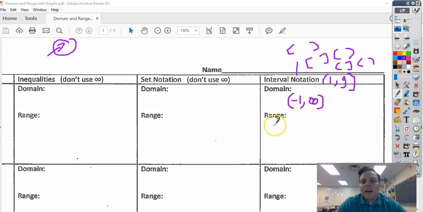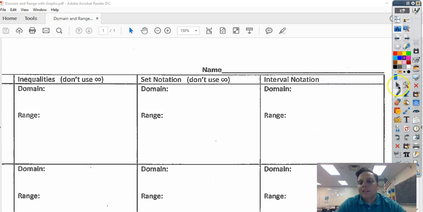Alright, so now let's talk about our range. Same idea, least to greatest. It's just instead of x values, we're doing y values. So what was your least y value on this problem? Well, hopefully you're aware that it was 1. What was your highest y value? Well, that's right, it was infinity again. And so, parenthesis, parenthesis.